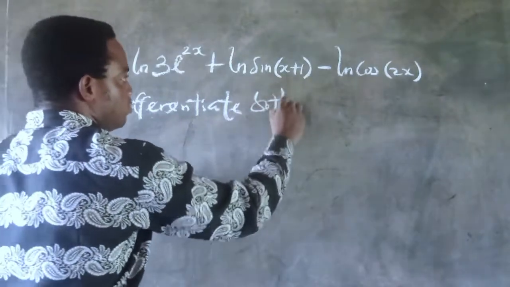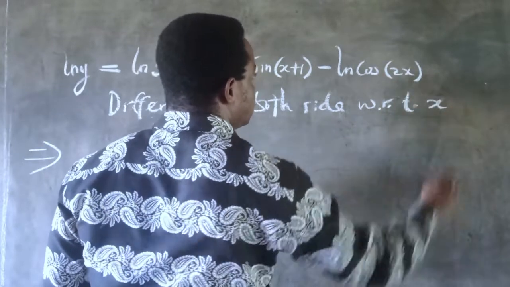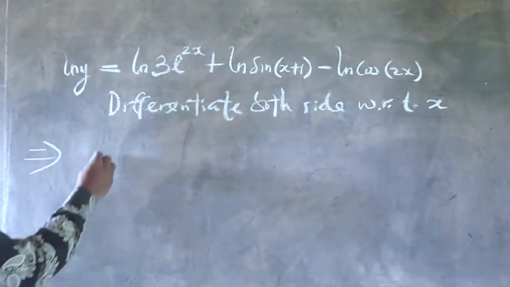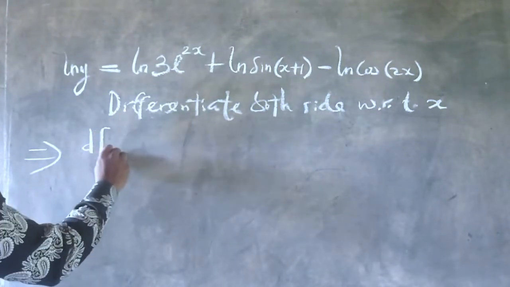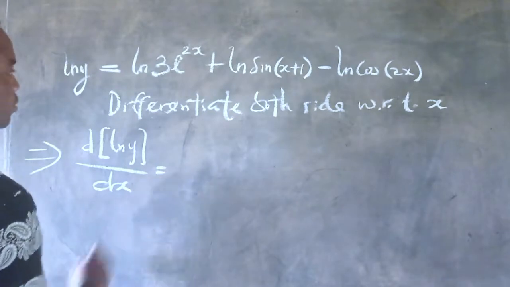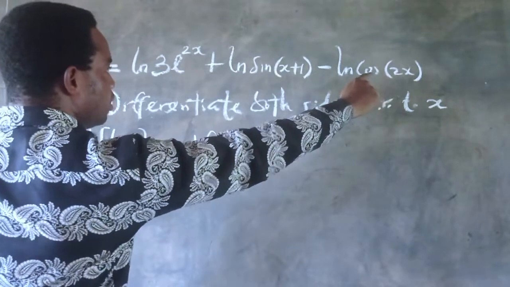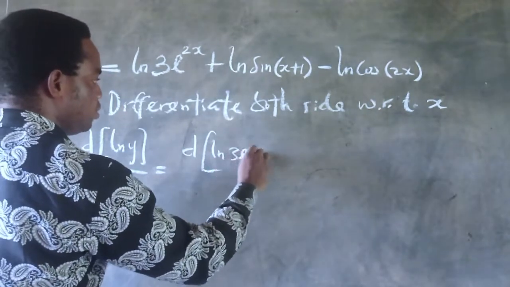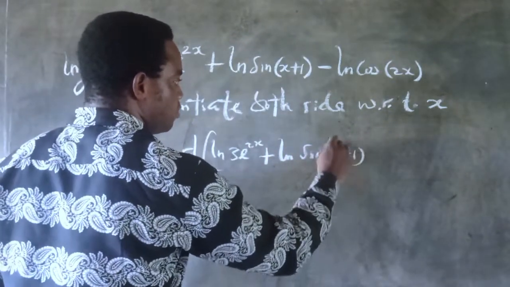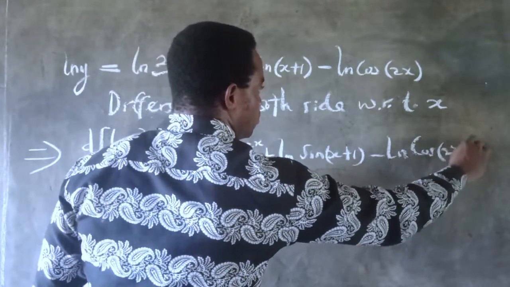Now let us differentiate both sides. That is, let us find the derivative for both sides with respect to x. So that would mean we want to find d/dx of ln of y. A little bit of the sum and difference rule applies here: ln of 3e raised to the power 2x plus ln of sine of (x + 1) minus ln of cos 2x.